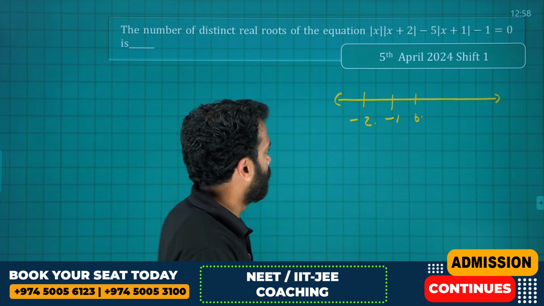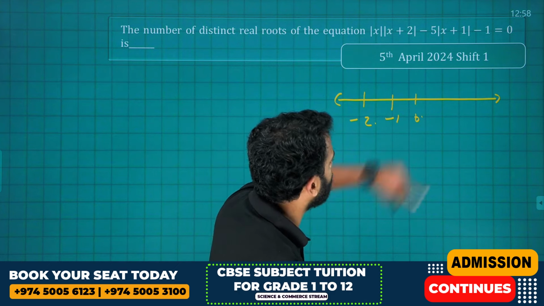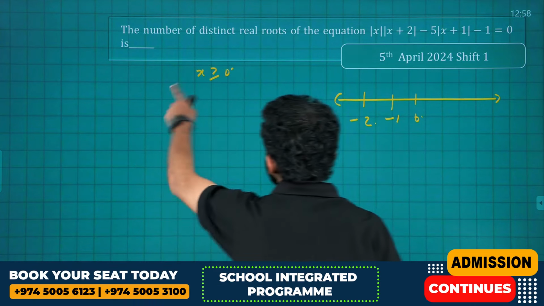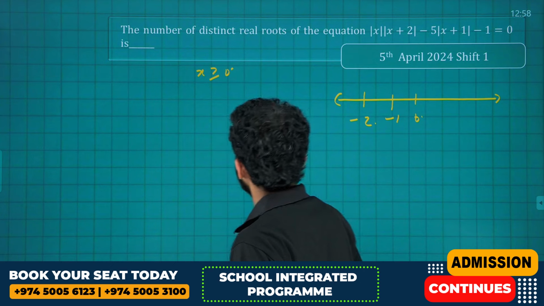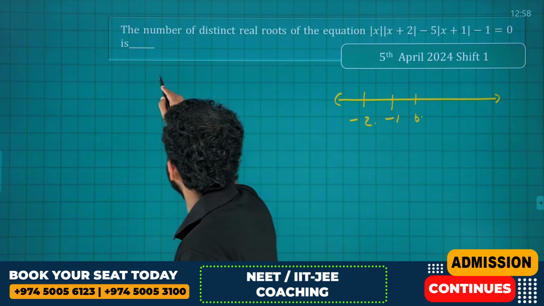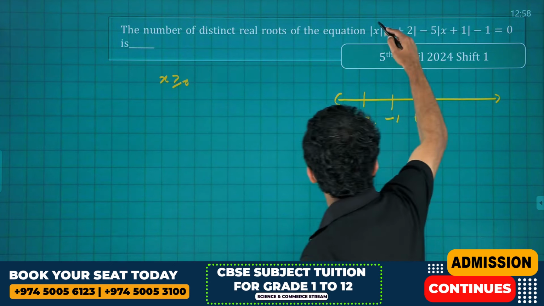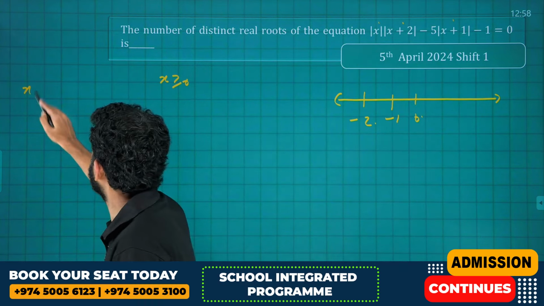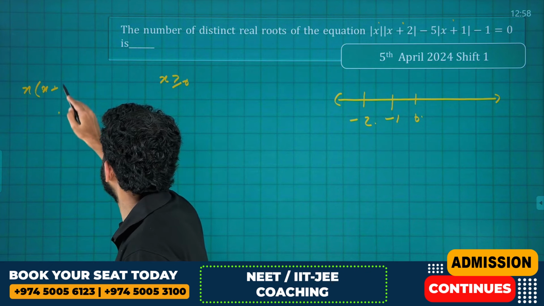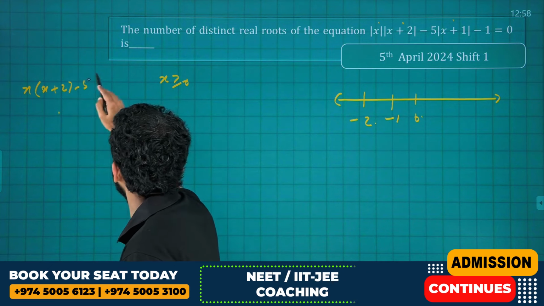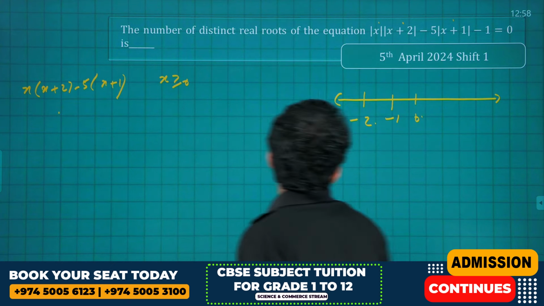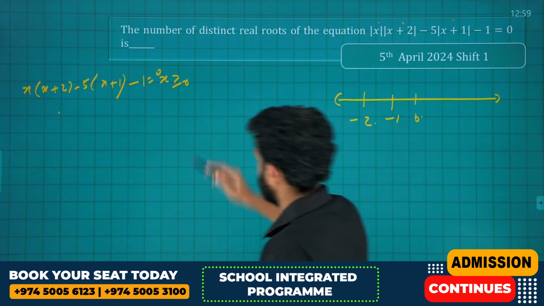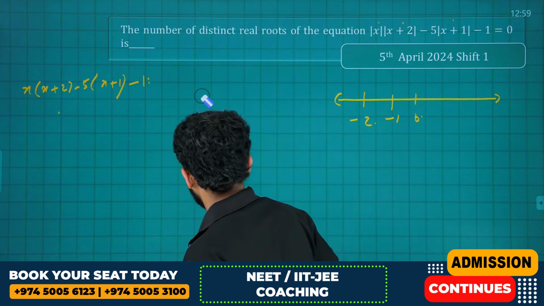So, let's formulate. Let's consider the case where x is greater than or equal to 0. When x is greater than or equal to 0, let's write it here. This will be positive, this will be positive, this will be positive. Therefore, it will be x into x plus 2 minus 5 into x plus 1 minus 1, which is equal to 0, when x is greater than or equal to 0.